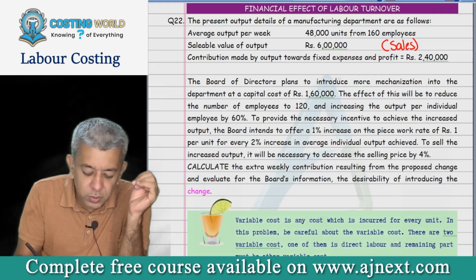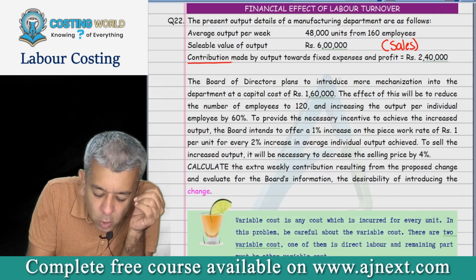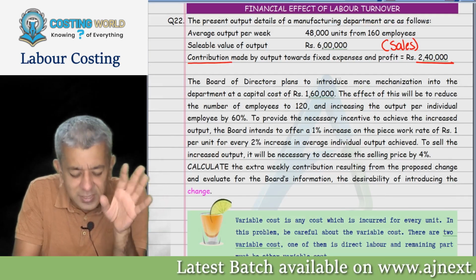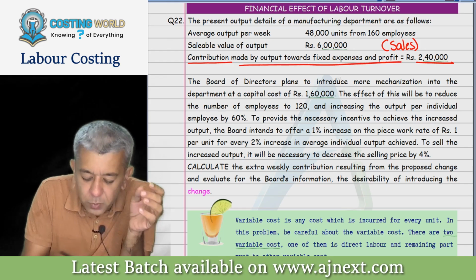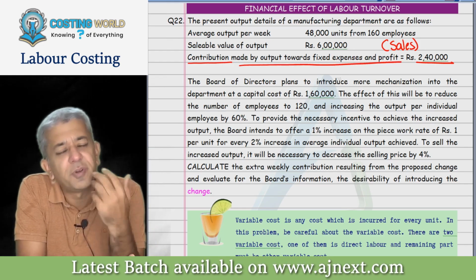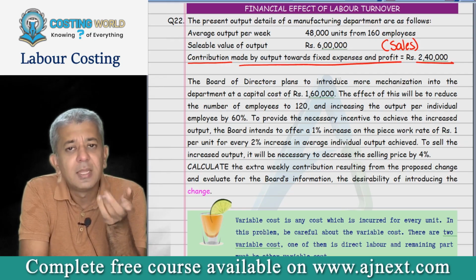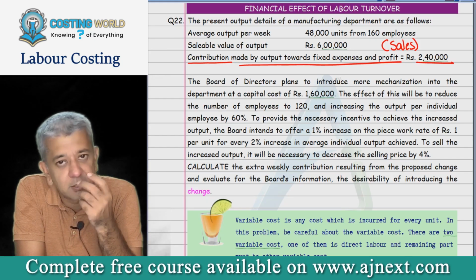Even if it was just given as contribution 2,40,000, it would have been enough. They have just tried to confuse it by saying contribution made by output towards fixed cost and profit. It's always like that only. One part of contribution goes towards fixed cost, and the balance part in this particular case is your profit.